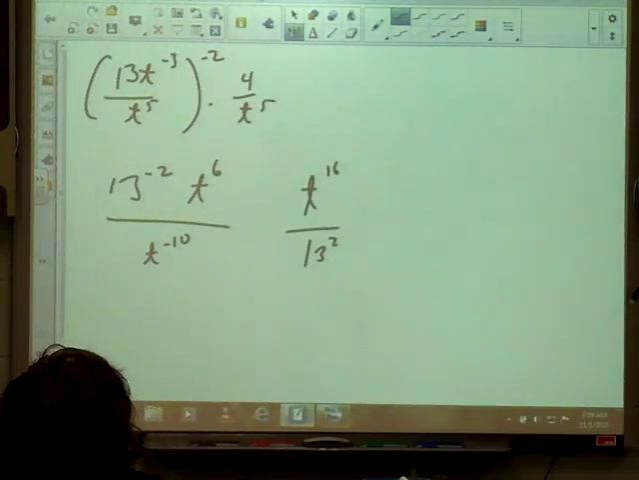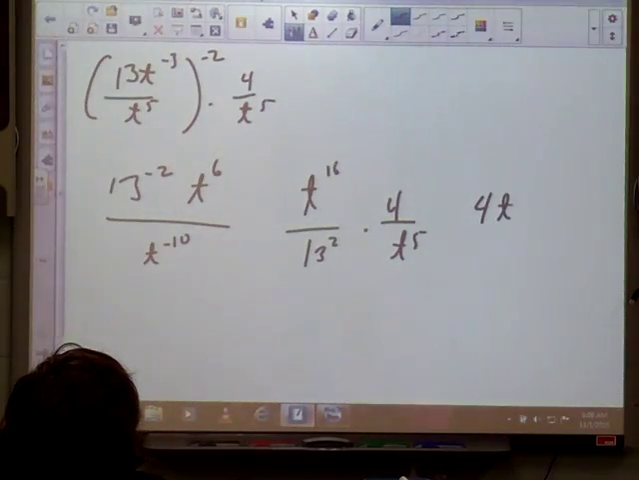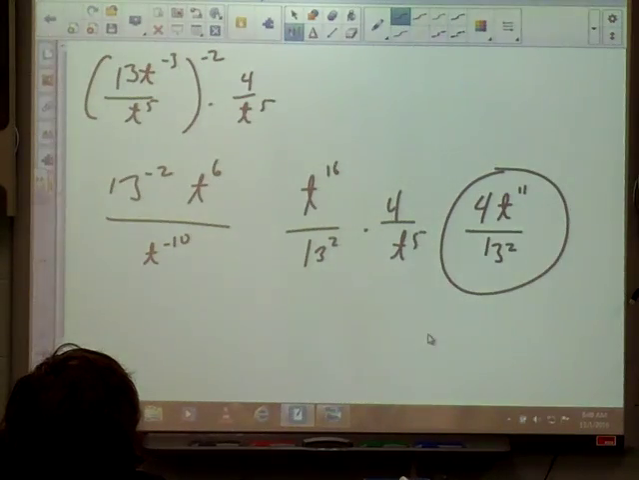Now it says to multiply that by 4 over t to the fifth. So if you look at your t's now, 16 minus 5 will be 11. So I'm going to have a 4 on the top with a t to the 11th. And then on the bottom, all that's left will be that 13 squared. So I think that was B, wasn't it? Yep. Well, I just went ahead and did my t's, 16 minus 5. Since it's positive, it went on top. And then that just left the 13 squared on bottom.